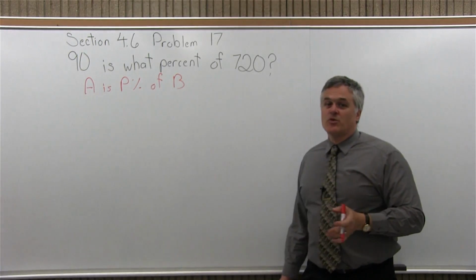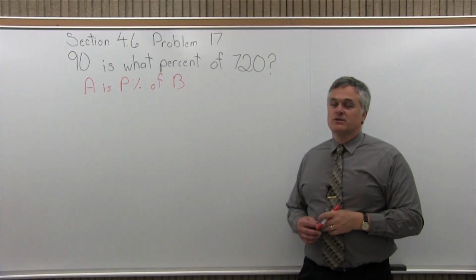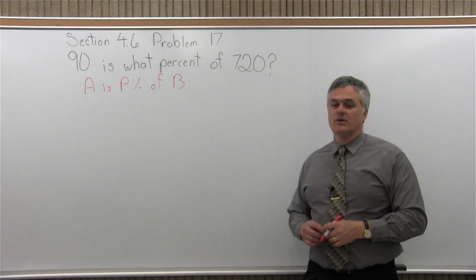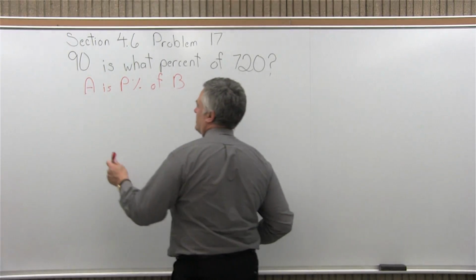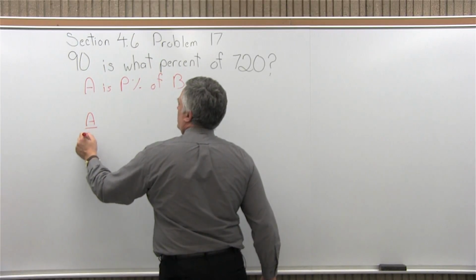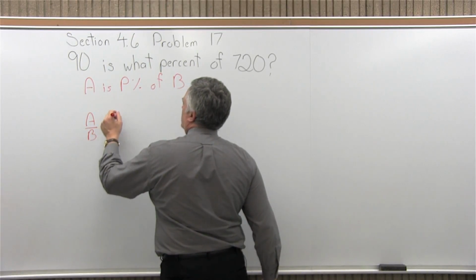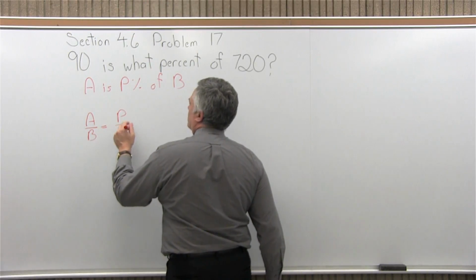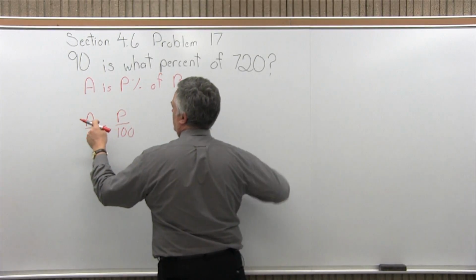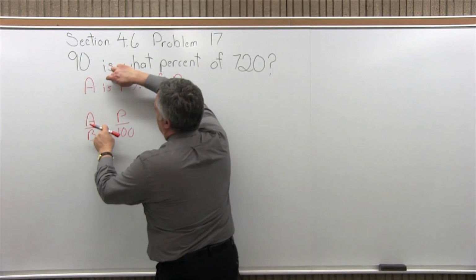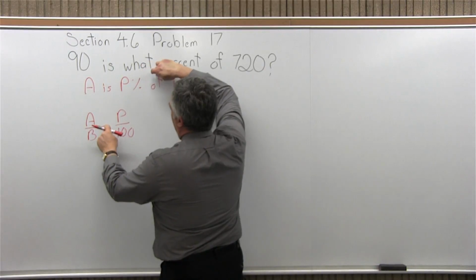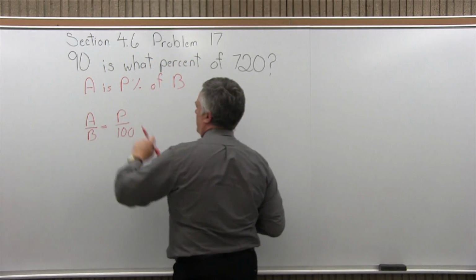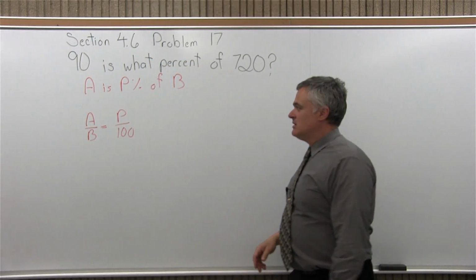If we didn't have the form that we wanted, we'd have to rearrange the question so it's in that A is P percent of B form. But it is, right from the question. So for our proportion, we'll use the formula A over B equals P over 100. As you fill this in, you go around the circle. A is P percent of B. Just go right around, come back to the beginning.